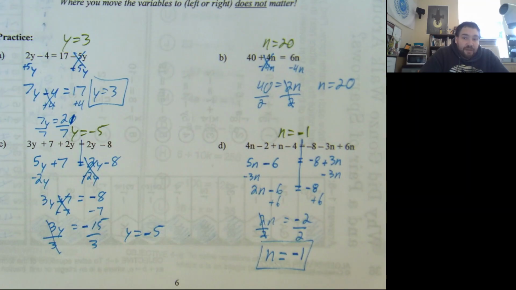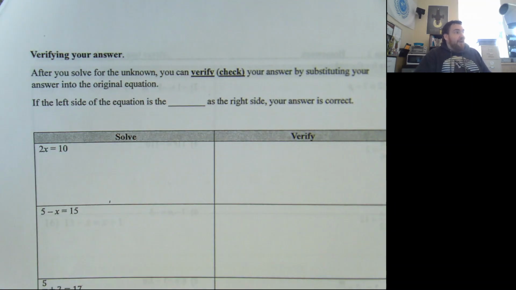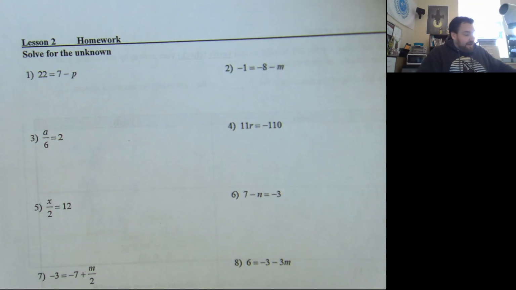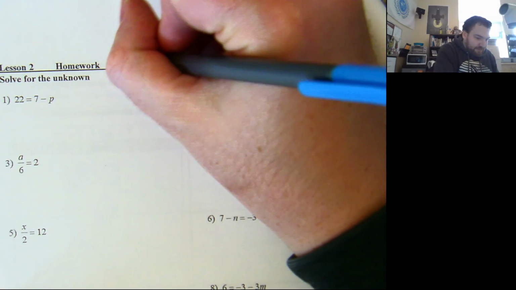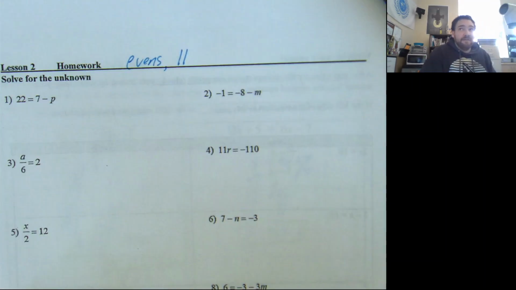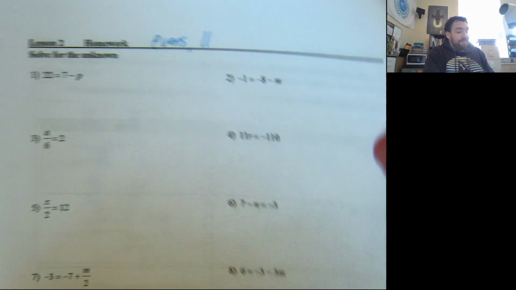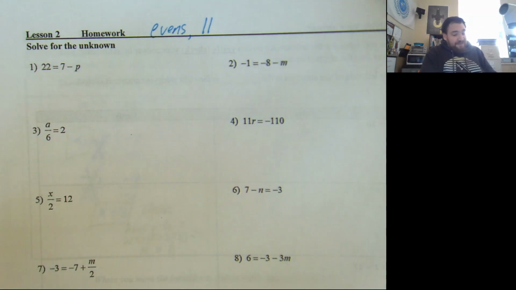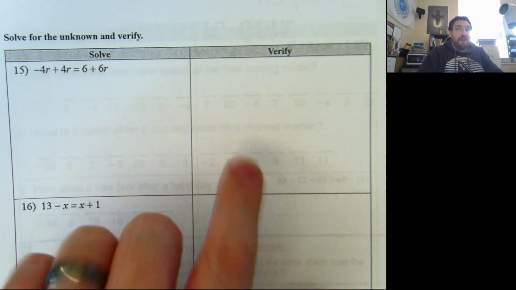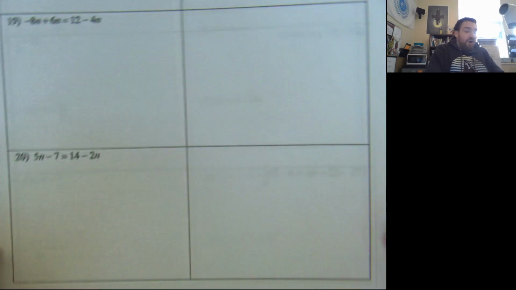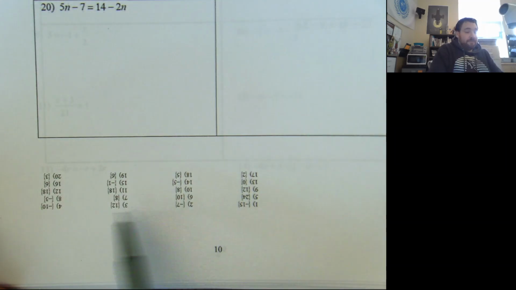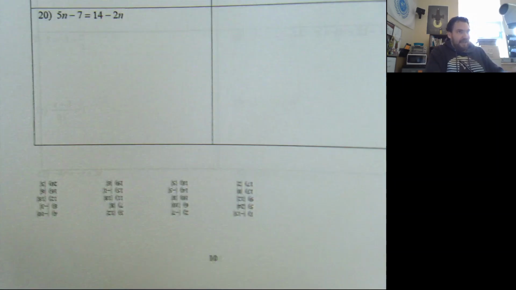And we're done. So, what I want you to spend the rest of class working on, we are going to skip this page. We've been verifying our answers since day 1. So, I'm going to give you the rest of class time to work on the stuff I want you to work on. Flip to page 8, where it says lesson 2 homework. I want you to do evens and number 11. The evens go all the way up to question 20. So I want you to do evens and number 11, including this page, which has you verifying all the way down to the answers, which are right here. You're doing evens up to the bottom here, and number 11.